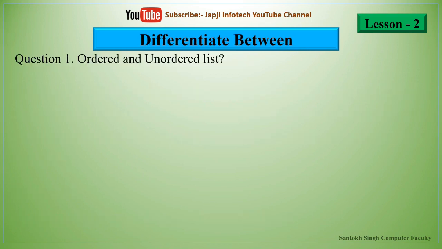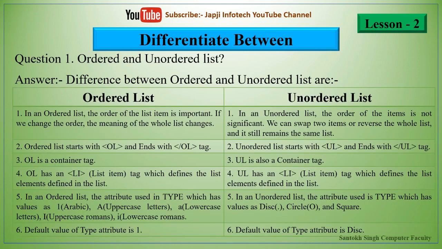So now you will learn about the difference between ordered and unordered lists. The answer is: in an ordered list, the order of the list items is important. If we change the order, the meaning of the whole list changes. Whereas in an unordered list, the order of the items is not significant. We can swap two items or reverse the whole list and it still remains the same list.